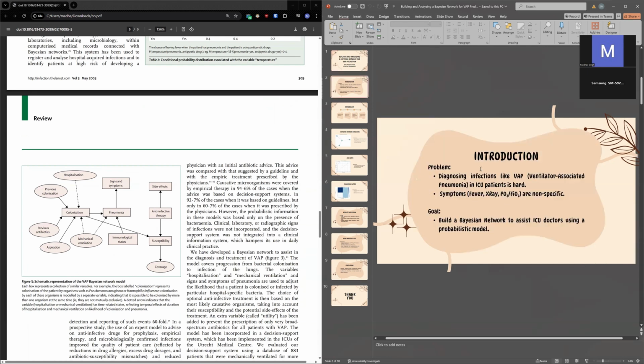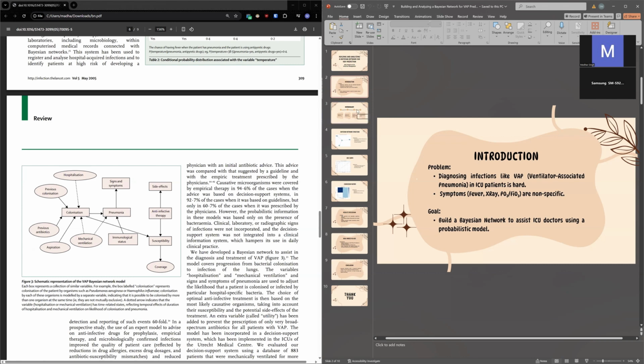Ventilator-assisted pneumonia is what we're diagnosing in ICU patients, and that's pretty difficult. The symptoms of fever, looking at X-rays, looking at the PO2 score and the FiO2 score are kind of non-specific to this pneumonia. So identifying what the pneumonia models could be with Bayesian networks is pretty impactful for this field.